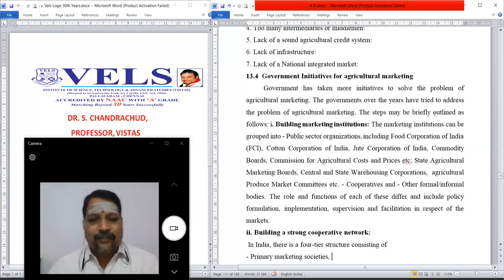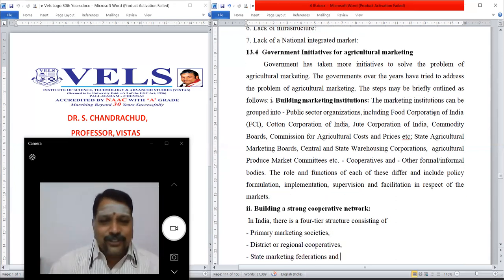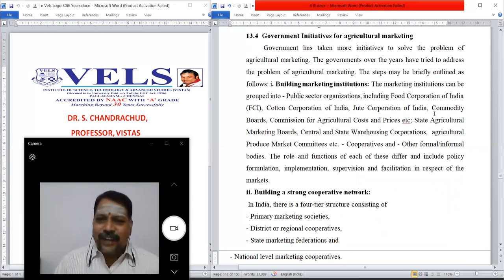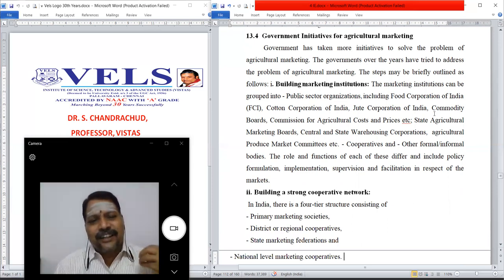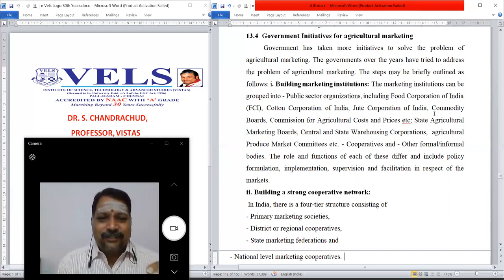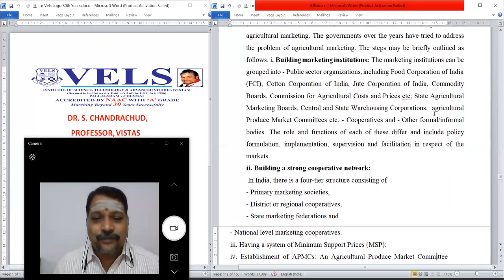The role and function of these institutions have their own hierarchy setup. Based on that, they try to do their best, but whether it is implemented to the expected level is a big question mark. Why? Because they are not able to implement it because of illiteracy, ignorance, and the large number of small and marginal farmers.